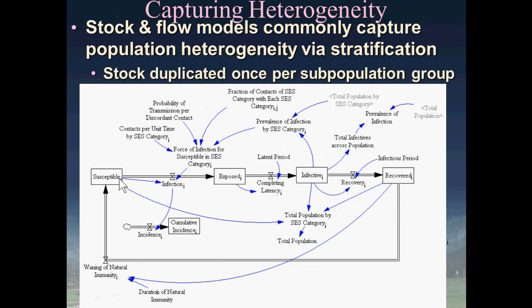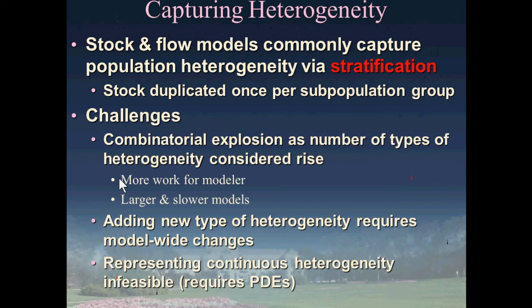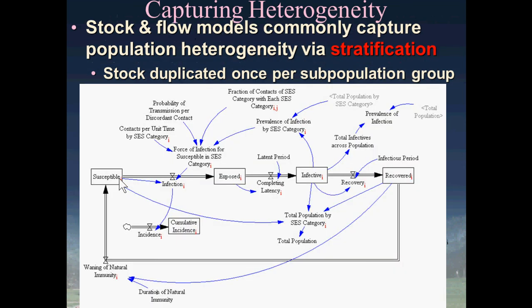So we use what is called stratification, okay? There's a real limit to this. Things blow up really quickly, and it requires changes across an entire model. If we wanted to add not just sex-based stratification, but age-based, we'd have to go through every stock and every flow in this model, in this basic population model, and we'd have to change all of them.